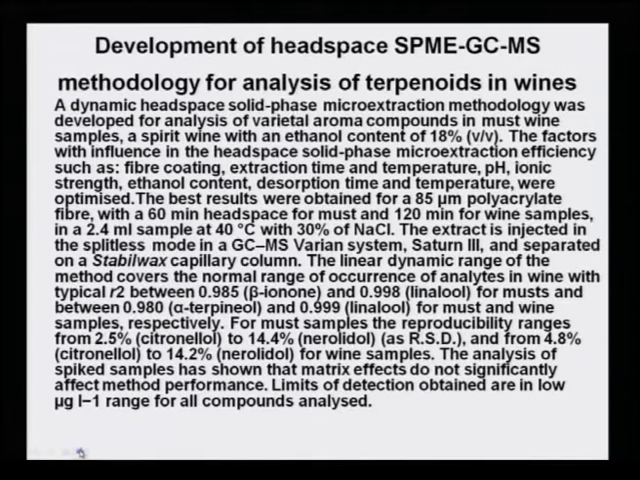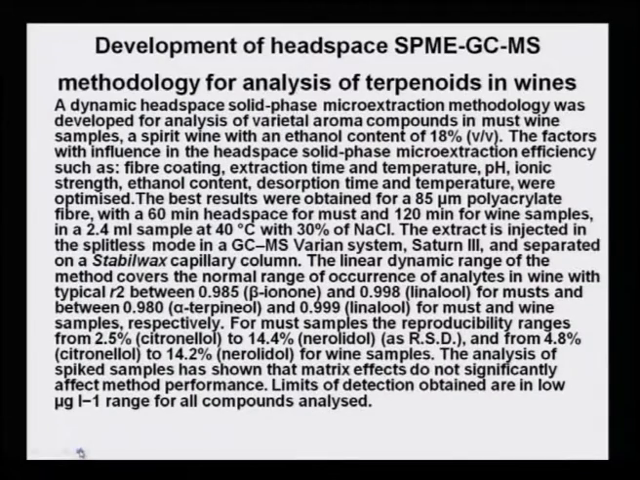These are the details of the machine on which the analysis was carried out, and Stabilwax is the name of that particular capillary column. The linear dynamic range of the method covers the normal range of occurrence of analytes in wine, with typical R2 between 0.98 and 0.99 for must, and 0.98 for alpha terpineol and linalool.